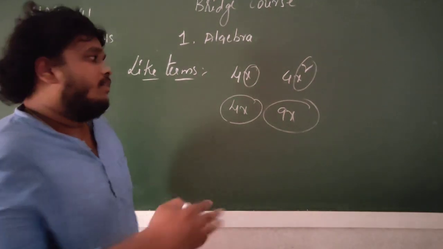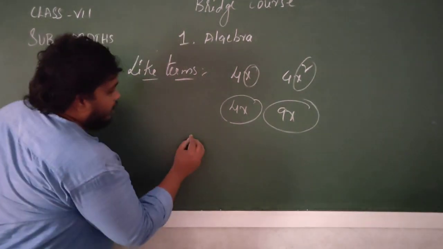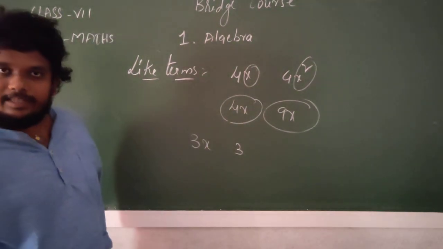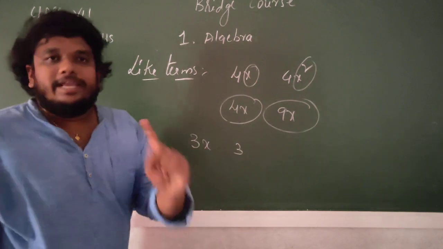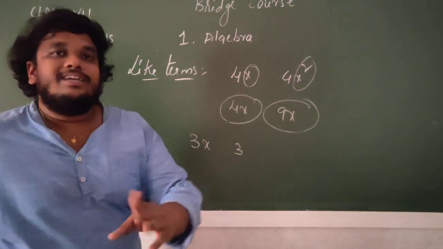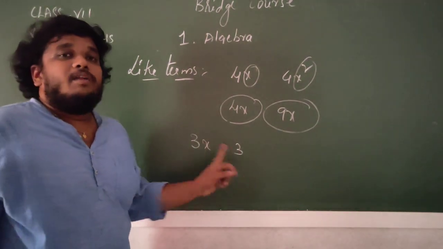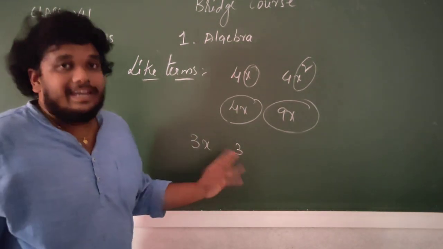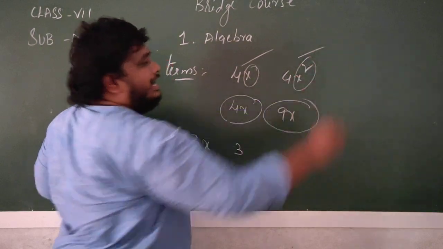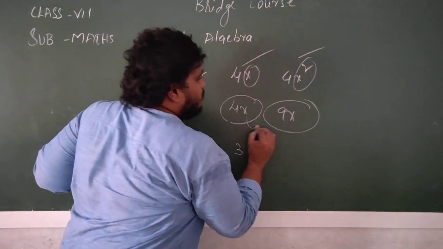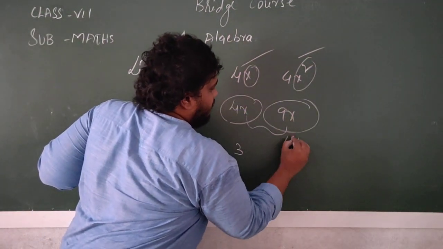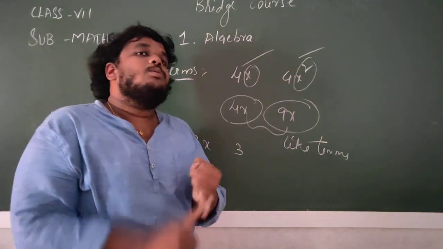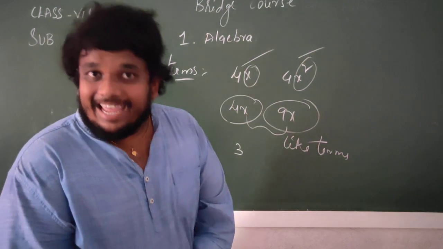For example, we'll go for one more example. 3x and 3. 3x belongs to the x family and 3 is a constant, which is one more family. They can't be like terms. They are unlike terms. See here, these two are unlike terms. These two are like terms. These two are like terms. Is it clear for everyone? So the terms which belong to the same family are known as like terms.